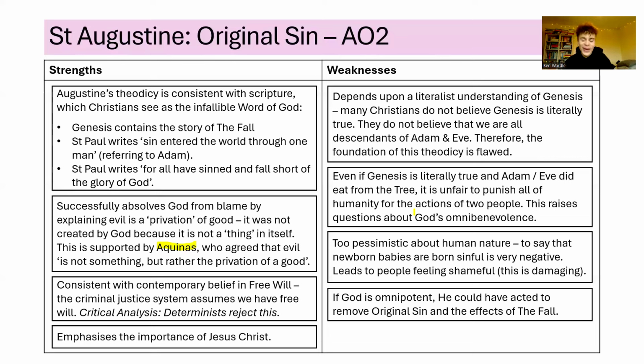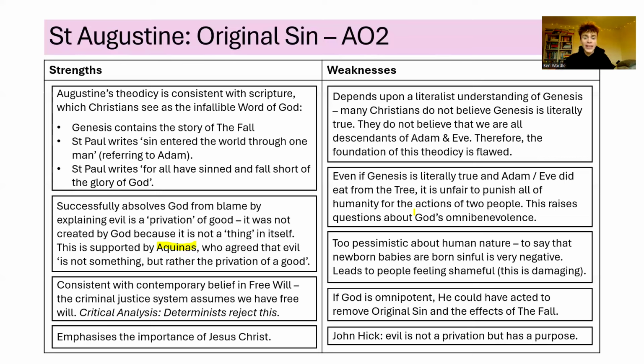Fingers crossed. A final weakness then is that we could bring in John Hick, so we can actually compare Augustine's theodicy with John Hick's theodicy that we'll be talking about in a few moments' time, because John Hick said that evil is not a privation. He didn't believe that it was an absence, but actually it has a purpose. So John Hick is prepared to believe that God has created evil because it is an instrumental good, that it is a means to an end, in the sense that it is a catalyst for our character development and our spiritual growth. So John Hick, for example, is going to refer to St. Paul's belief that suffering produces perseverance. So for John Hick, evil is not a privation, but it actually has a purpose.